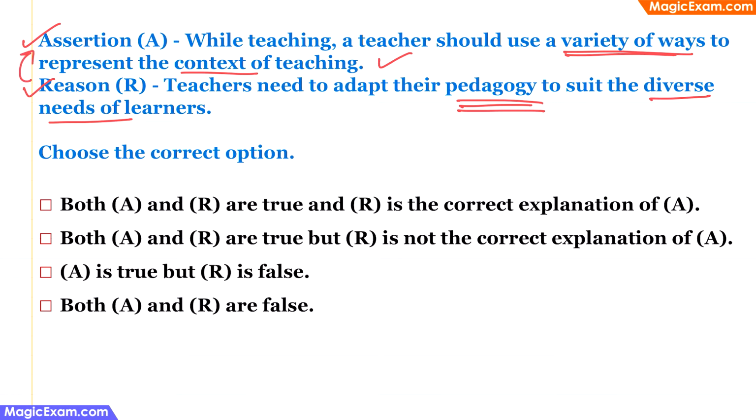Therefore, when we look at the answer choices, the first one says that both A and R are correct or true, and the reason R is the correct explanation of the assertion A. Therefore, this is the correct answer.